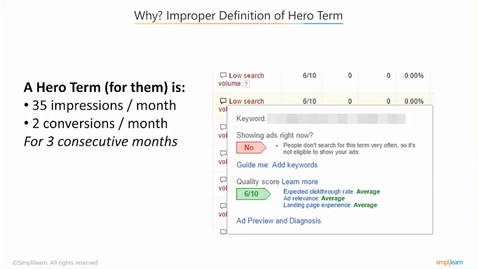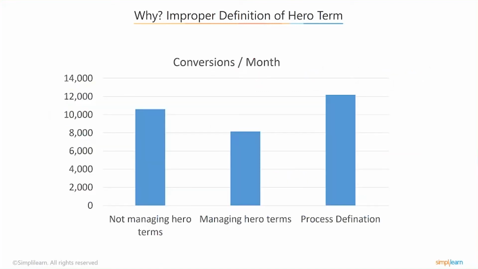As soon as they put that process definition into place, they got the benefits of the campaign structure. The conversions went up. And so when you have processes in place, it says, when this happens, we do this. When this happens, we do this.